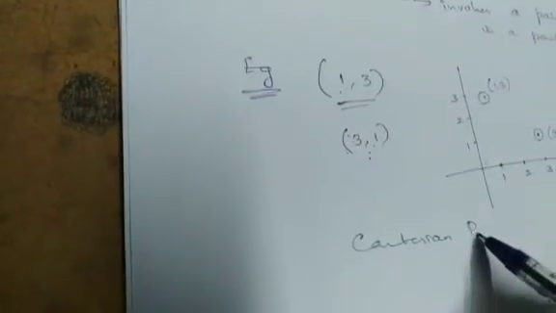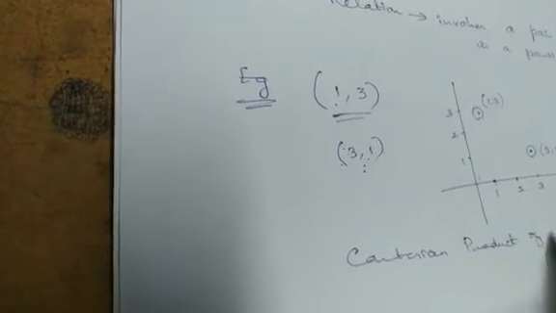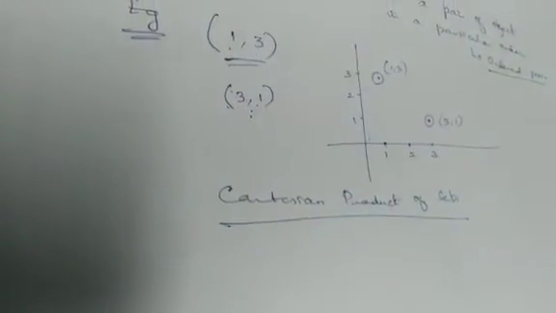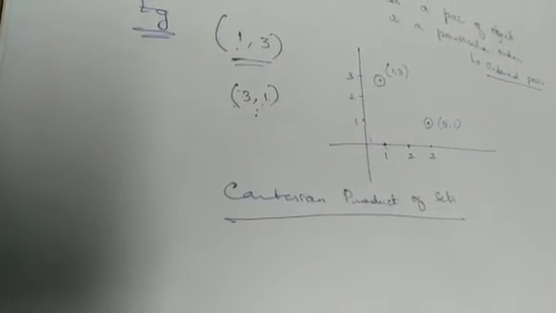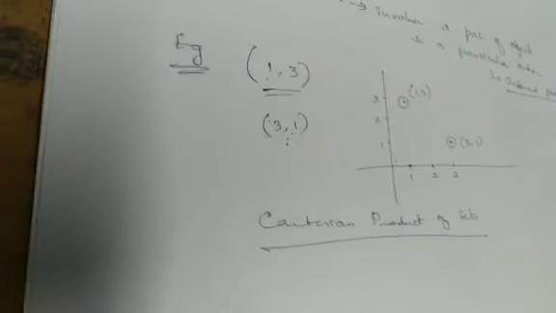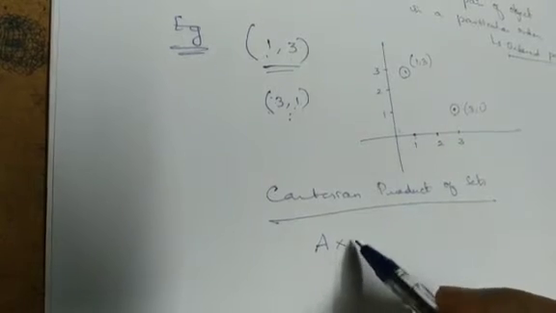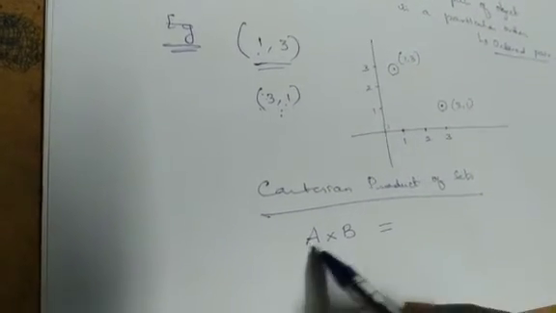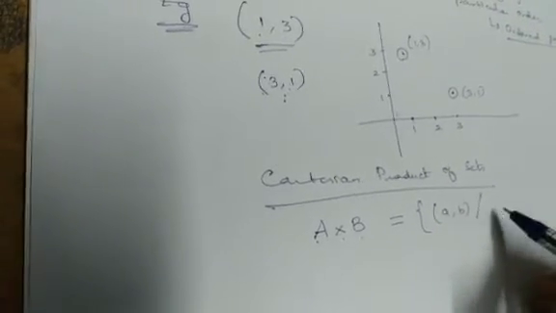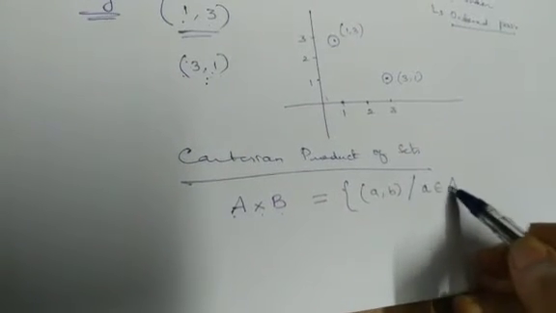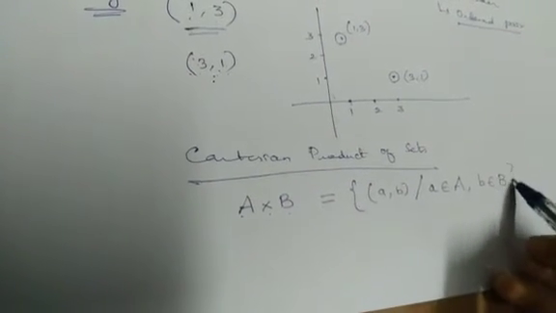Next, we are going to study the next topic, Cartesian product of sets. Cartesian product. This is a new word for you, isn't it? What do you mean by Cartesian product? It is the set of all ordered pairs of elements of two sets. The formula is A cross B equals {(a, b) such that a belongs to A and b belongs to B}.